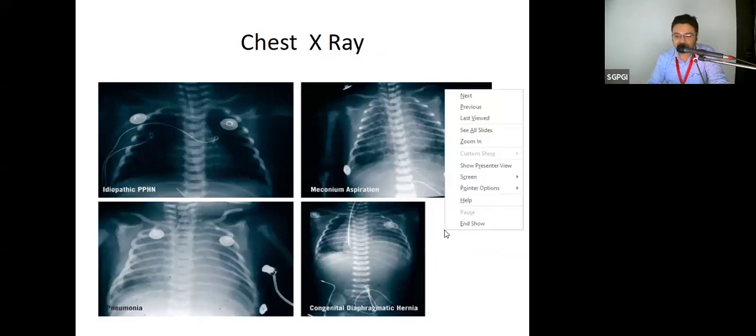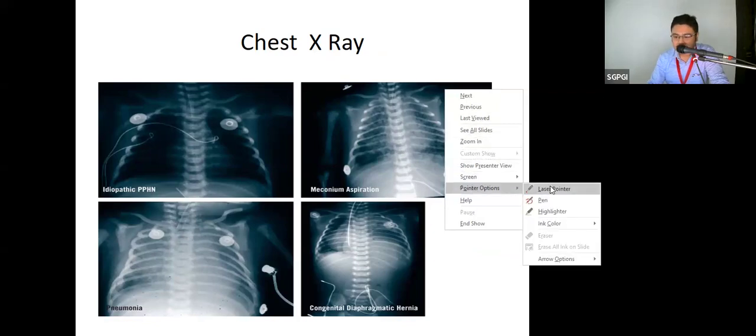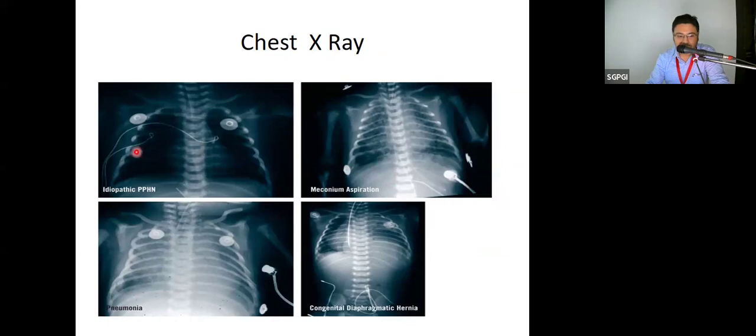the leftmost upper X-ray, here as you can see the complete parenchyma is black. So there is no lung pathology. This is called idiopathic PPHN. The second X-ray on the right upper topmost screen, as you can see, shows a heterogeneous lung disease where there are bilateral patchy, fluffy infiltrates.